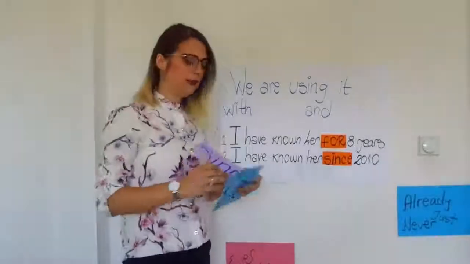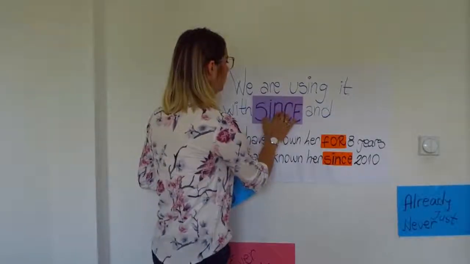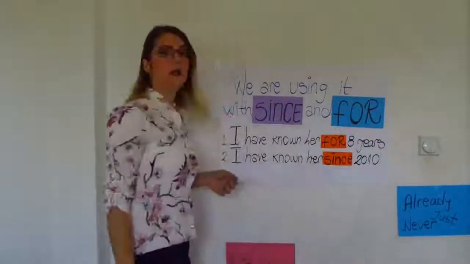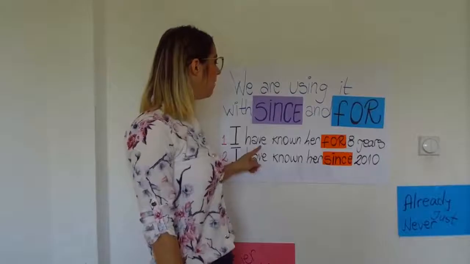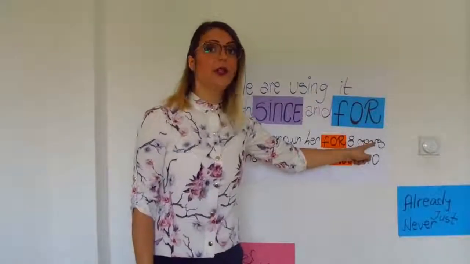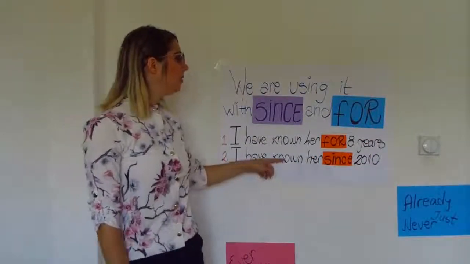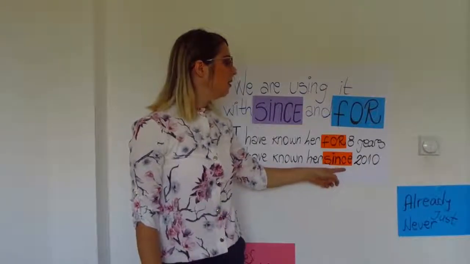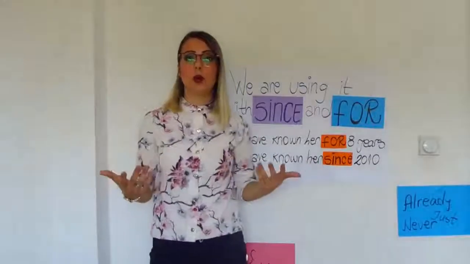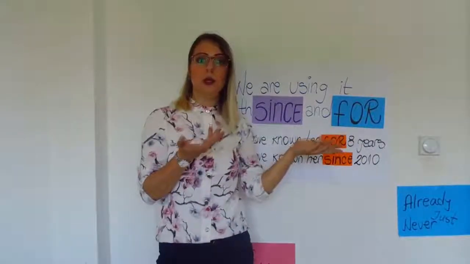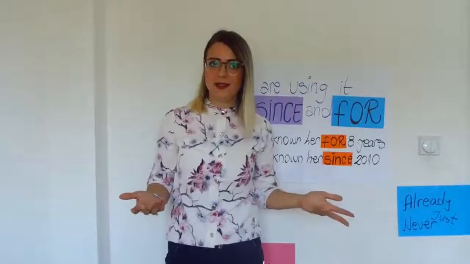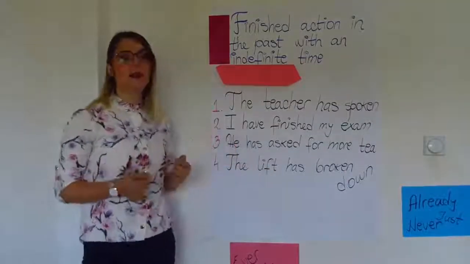We are using it with since and for. Like, for example, I have known her for 8 years, or I have known her since 2010. If we are using it with since and for, it means that it is continuing. But if we don't, it has a totally different meaning. It means with an indefinite time.